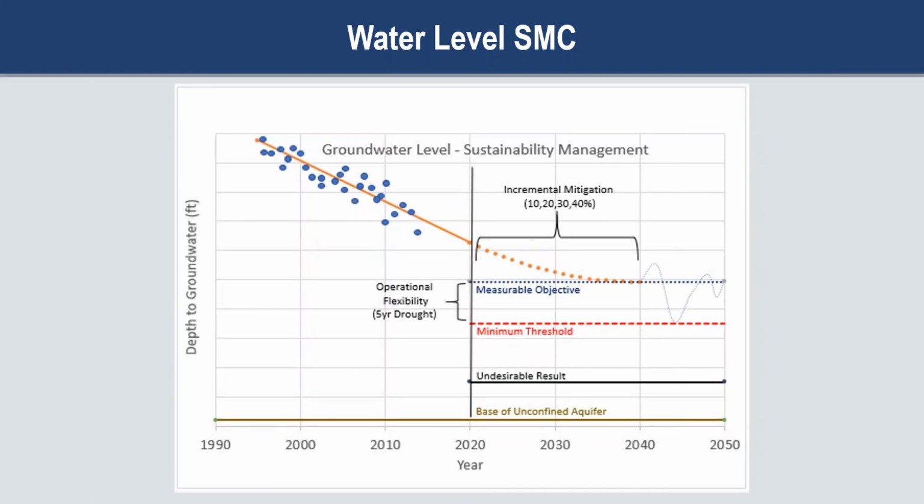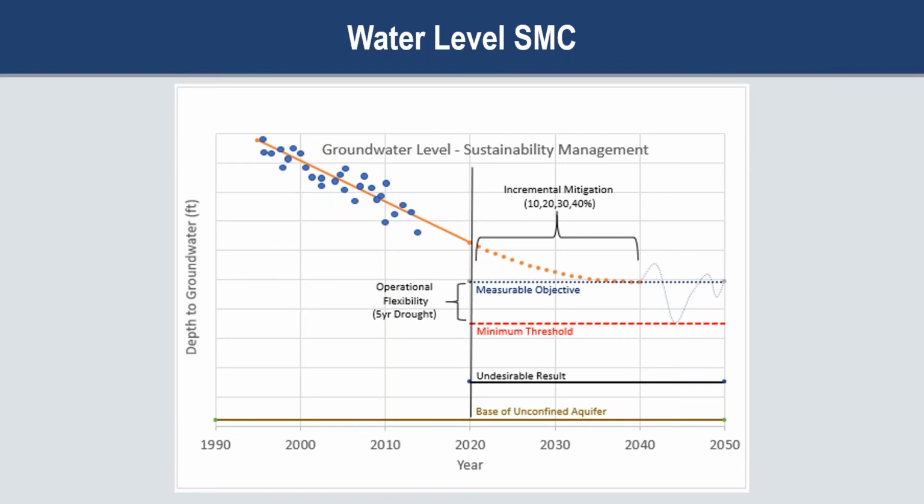So now I'm going to talk about how we set the minimum threshold and measurable objective. This is a generic graph. As you can see, on the left it's depth to groundwater, but we didn't provide any numbers because this is a generic graph, just to show you the process we went through for all the groundwater level monitoring wells. So the first step in setting the criteria is we looked at the historical data, which are all the blue dots on the left-hand side of the graph.